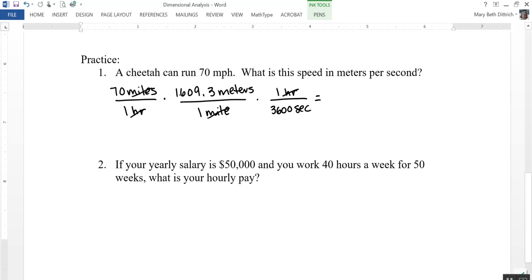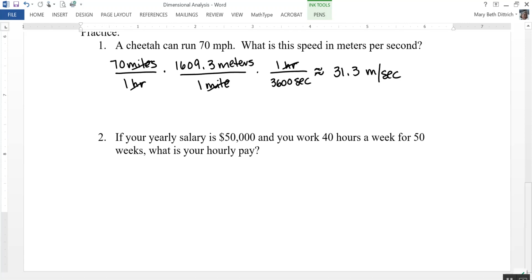So I'm going to do 70 times 1,609.3 and then divide that by 3,600, and I get that that is approximately 31.3 meters per second. And our last practice problem here says, if your yearly salary is $50,000 and you work 40 hours a week for 50 weeks, what is your hourly pay? I know there's 52 weeks in a year. Let's assume you get 2 weeks of vacation.